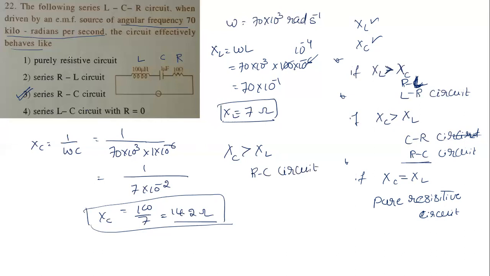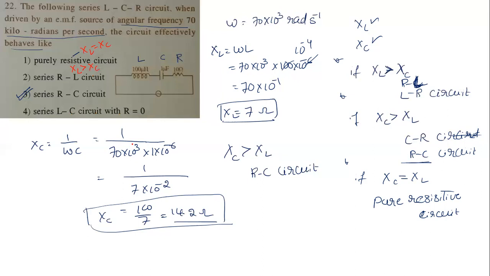So this is the pure resistive answer. This is when XL equal to XC. And the RL circuit is what condition, sir? XL is greater than XC. Sir, what about the series LC circuit with R is 0? There's no option like that, sir.